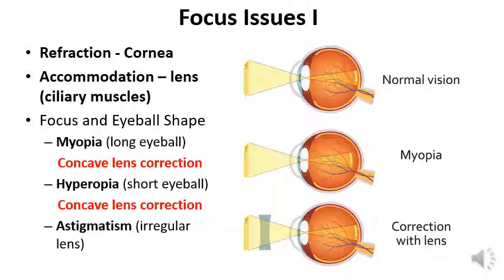So there's a mistake on our slide. Under hyperopia, short eyeball, it says concave lens correction. Please change that. It should now read convex lens correction. Because what we're going to need to do is try to move that focal point closer to the front of the eye.